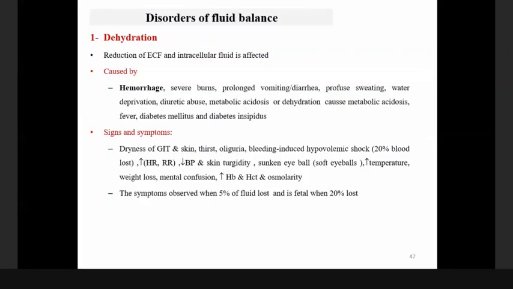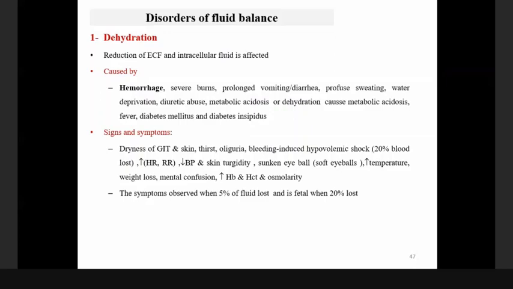Okay. The next is hypovolemic shock, and commonly this shock is induced by bleeding or hemorrhage. Okay, and this shock is observed when you lose 20% of your body fluid or 20% of the blood. So when 20% of the blood is lost in different ways, like an accident, whatever the cause, you will have shock, and that shock is called hypovolemic shock, because there are other types of shock, like neurogenic shock, cardiogenic shock, anaphylactic shock, and so on.